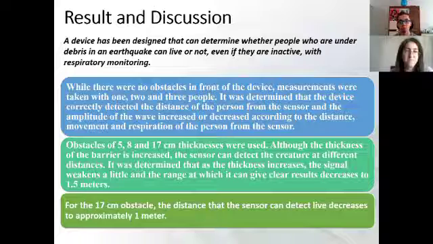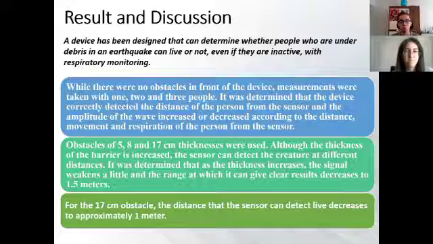The results and discussions we got from the measurements we made. A device has been designed that can determine whether people who are under debris in an earthquake can live or not, even if they are inactive, with respiratory monitoring. While there were no obstacles in front of the device, measurements were taken with 1, 2, and 3 people. It was determined that the device correctly detected the distance of the person from the sensor and the amplitude of the wave increased or decreased according to the distance, movement, and respiration of the person from the sensor.